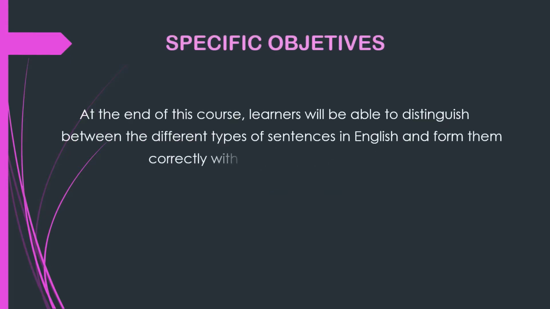What are the specific objectives of this course? At the end of this course, learners will be able to distinguish between the different types of sentences in English and form them correctly with the right word order.